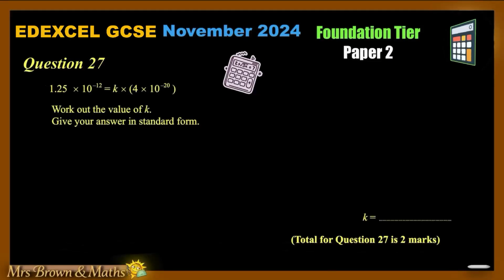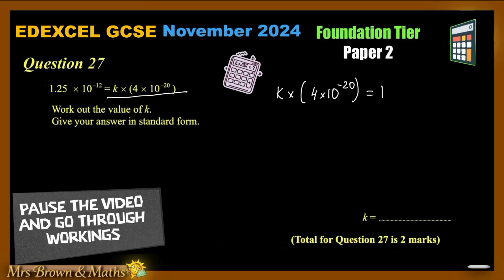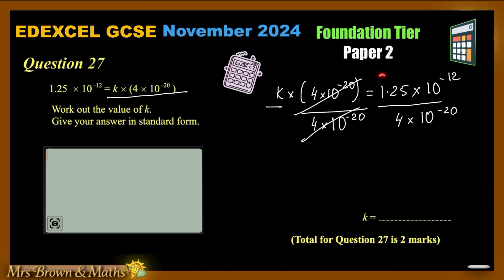Question 27. Divide powers carefully. K equals 3.125 times 10 to the power of 7.